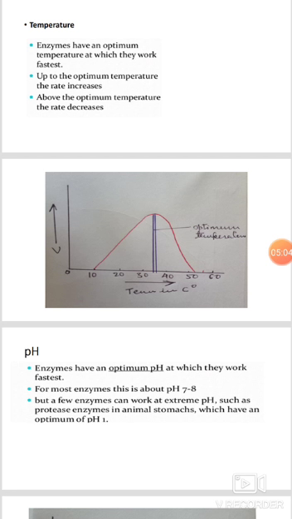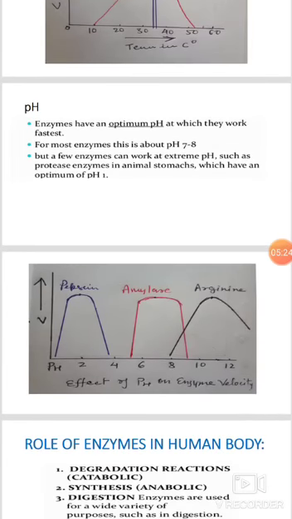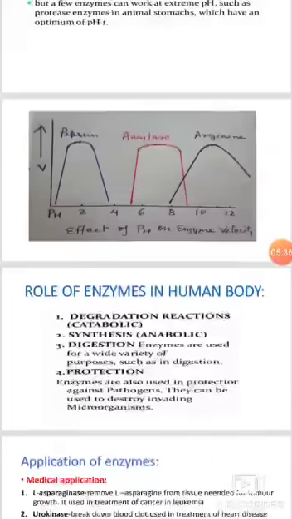Now pH. Enzymes have an optimum pH at which they work fastest. For most enzymes, this is about pH 7 to 8. But a few enzymes can work at extreme pH, such as protease enzymes in the animal stomach, which have an optimum pH of 1, as shown in the figure. Pepsin acts best at pH 1.5 to 2. Amylase functions best at 6.5 and arginase functions best at 10.5.